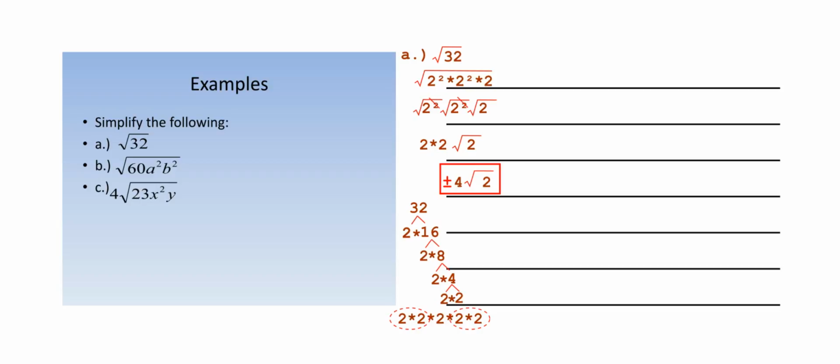So any even number root needs a plus or minus. So specifically even more when it's a square root, right? Let's go for the next one. B. Square root of 60a squared times b squared. Let's bring down the 60. And let's write the prime factorization once again. I won't make it as long this time.